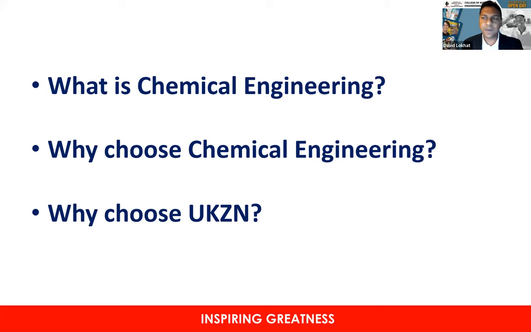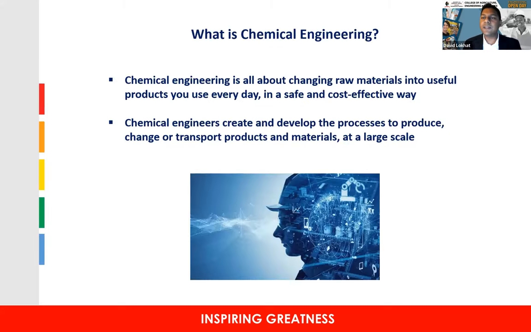Okay, so let's get straight into it. What is chemical engineering? Well, chemical engineering is all about changing raw materials into useful products that you use every day, but in a safe and cost-effective way. Chemical engineers will then create and develop these processes to produce, change or transport properties and materials, but typically at a much larger scale. But these are very technical definitions. So let's try to unpack them using a very simple and practical example.